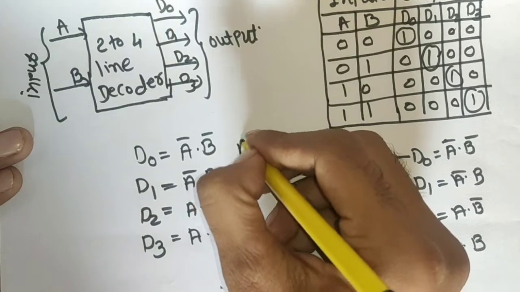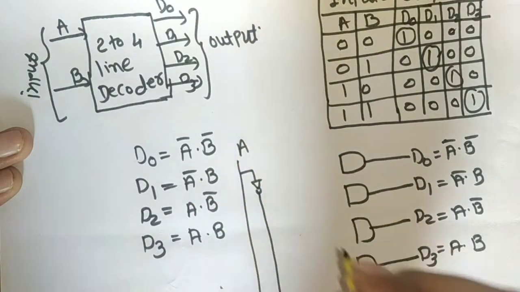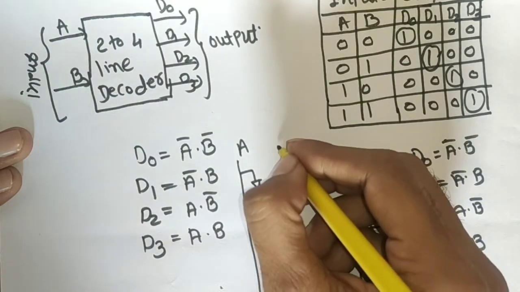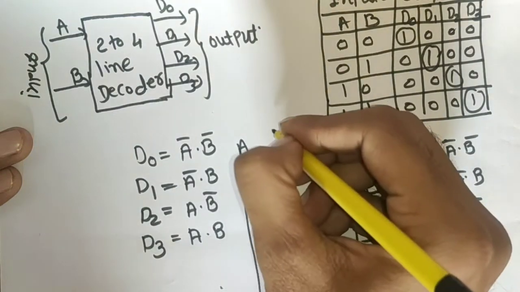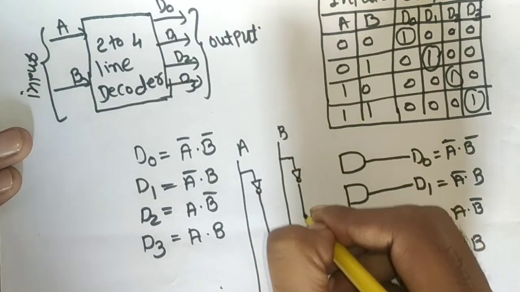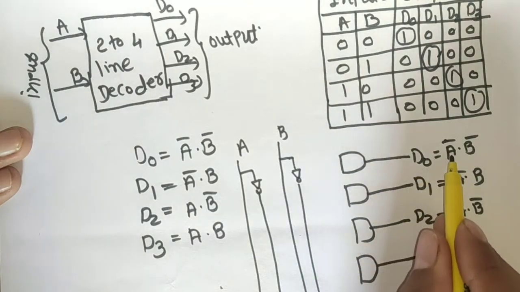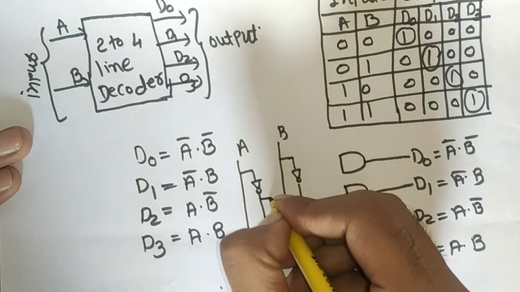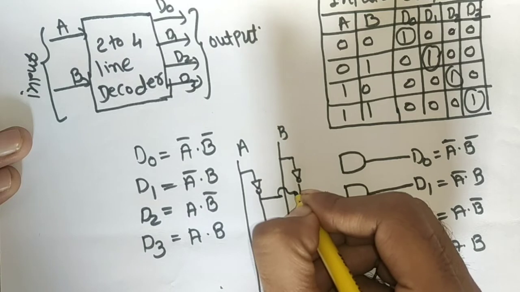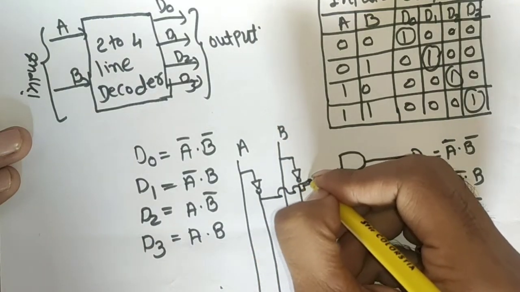This is the first input A, and we can use one NOT gate. So this is the A bar. Now this is the second input B, and we can utilize one NOT gate. This is the B bar. So for the first case D0, we can apply A bar dot B bar. And this is the B bar.